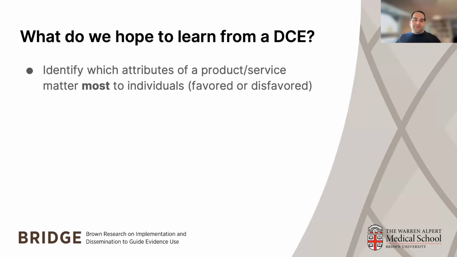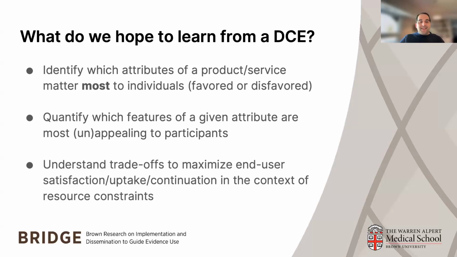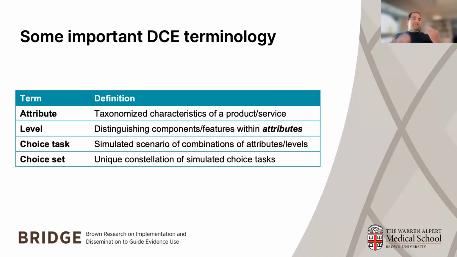And so by doing a discrete choice experiment, what we're hoping to learn is which attributes of a specific product or service matter most to people, whether they're favored or disfavored or folks are impartial to them. They also help us quantify features of a given attribute that are most appealing or unappealing to participants. And lastly, they help us understand trade-offs to maximize end user satisfaction, uptake, and continuation in the context of these resource constraints. So I've been using a lot of terminology, admittedly, as part of this presentation.